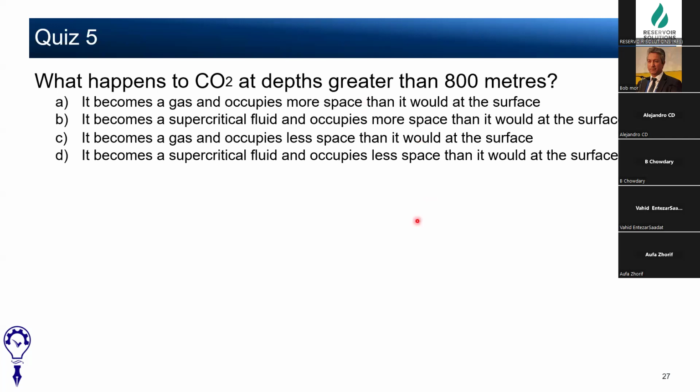Perfect. That's correct. The answer is D. At depths greater than 800 meters, the CO2 will be in supercritical fluid condition and will occupy less space than at the surface. So let's talk about that in more detail.